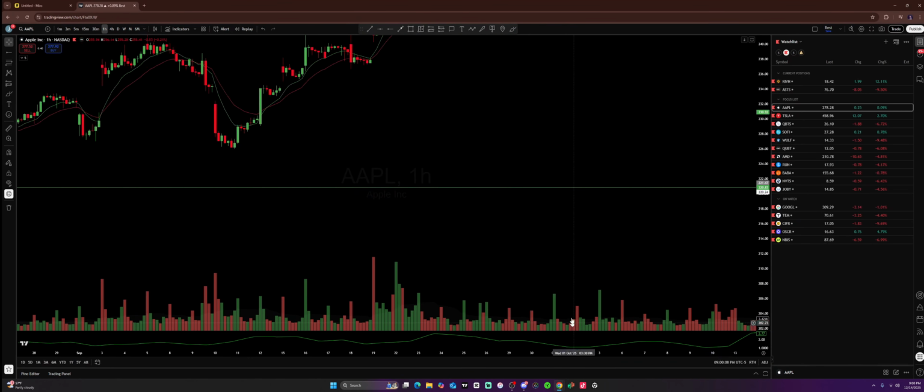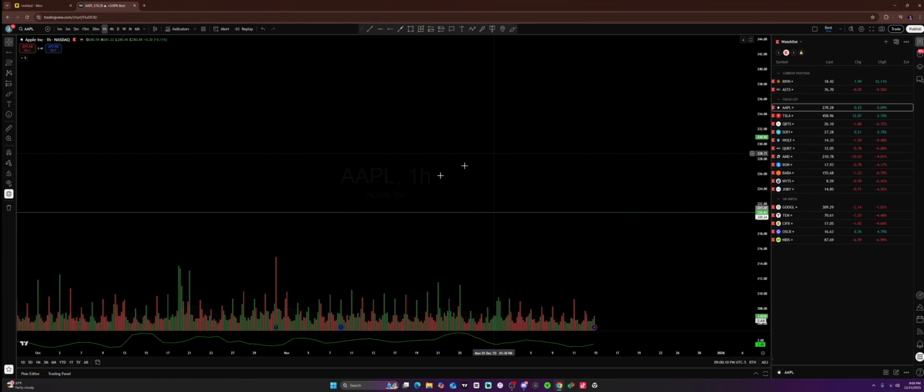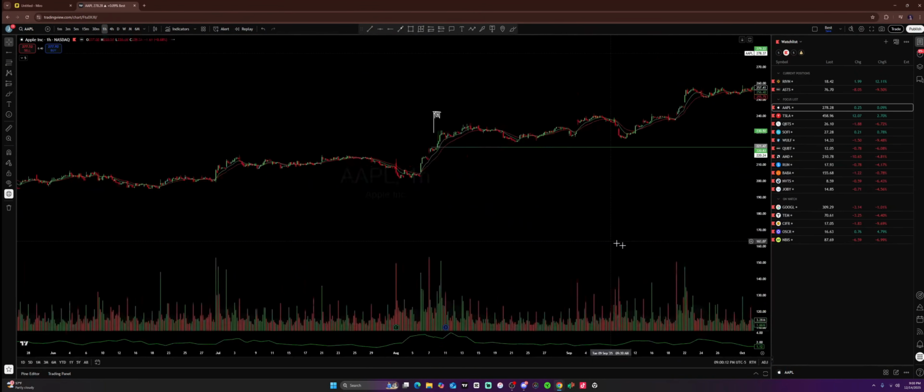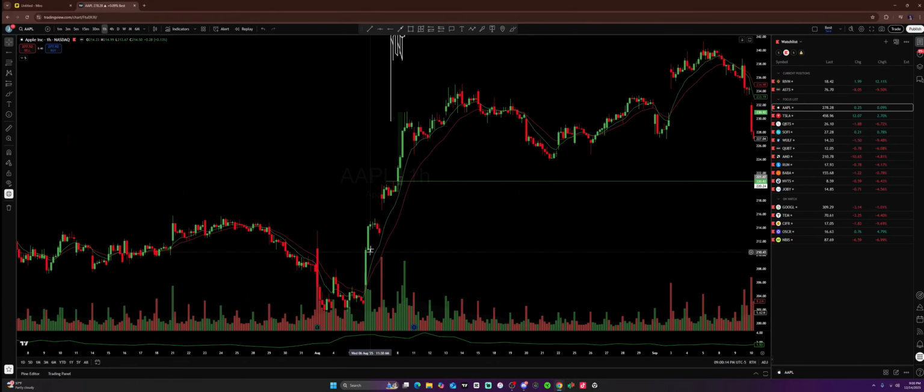And where did we find that? On a 1 hour time frame. You can see, where's this at? Right over here. You can see the stock made a huge move up, moved sideways, broke out higher. Very, very, very simple. Guys, I promise.